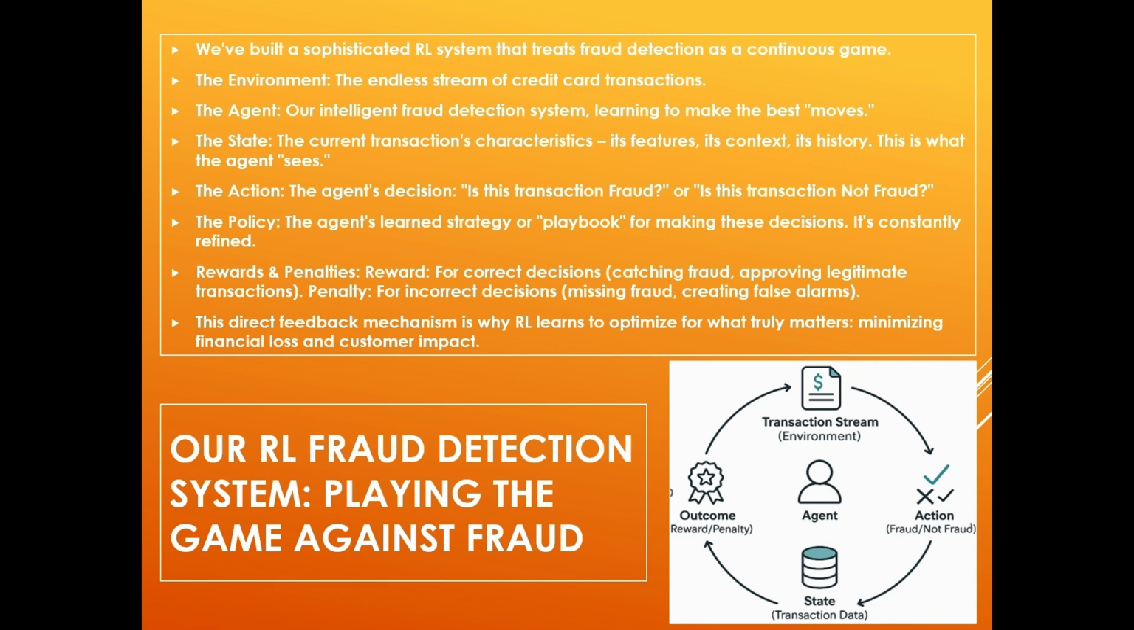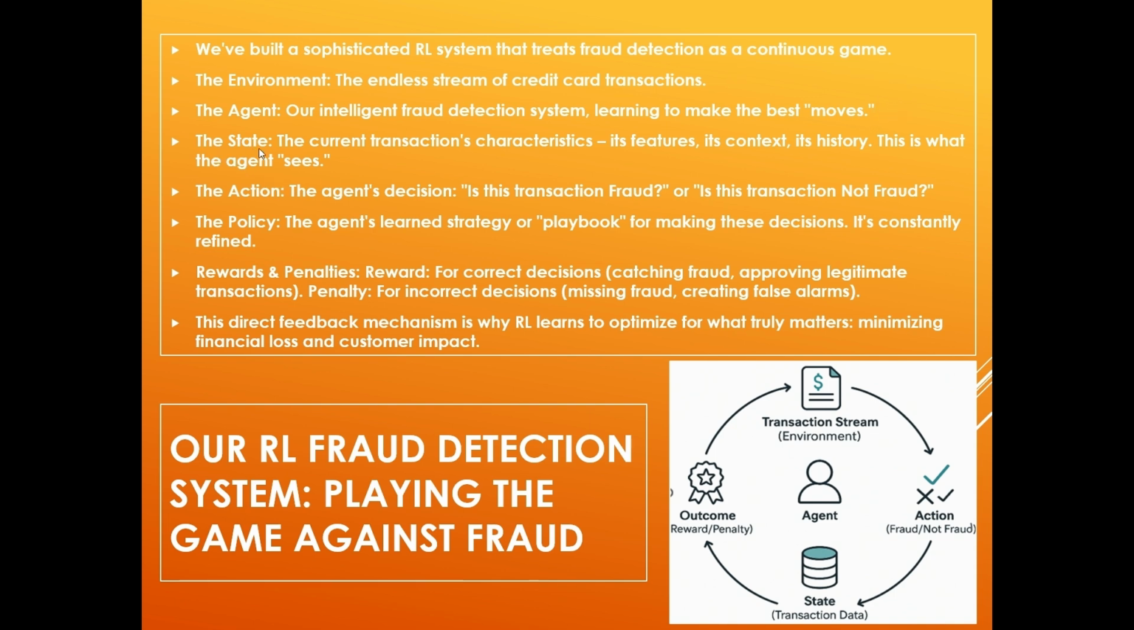Okay, so as you watched the clip, in the beginning it was stating how these RL agents work. So there is an environment, and the environment is the endless stream of credit card transactions. I told you this will go 500 times, 1000 times, till we get our desired precision and recall rate. So this is the environment. The transactions will keep going. The agent, this is our RL agent, reinforcement learning agent, our learner. In the context of our fraud detection system, this is our intelligent fraud detection system, learning to make the best moves, meaning fraud or not fraud.